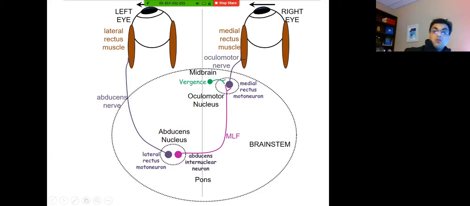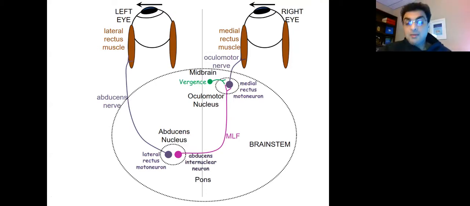Now, this circuit is very strategic because it has another mechanism called the vergence mechanism. If you want to make a vergence, it is actually going to innervate only the oculomotor nucleus on both sides, and your eyes are going to converge. In that case, it will look closer. And this mechanism is going to spare your medial longitudinal fasciculus. So differentiating between vergence and yoked eye movements gives you a very important diagnostic marker for certain types of eye movement or localization of certain types of disorders.